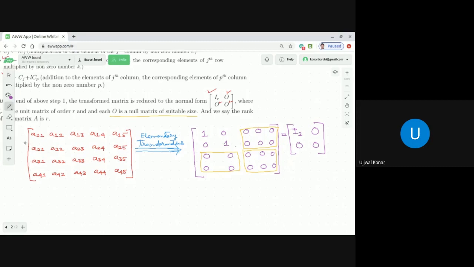I hope it is clear, dear students. Now I am going to take one example and show you how we can find the rank of the matrix. It will be very interesting if you see. Suppose, let us find the rank of this matrix. Let me write the matrix first.